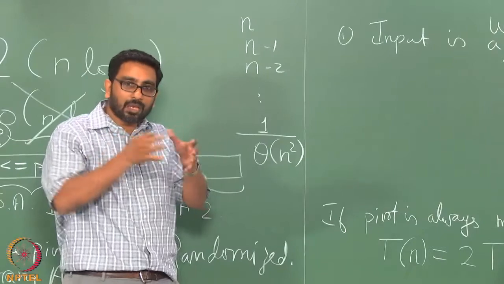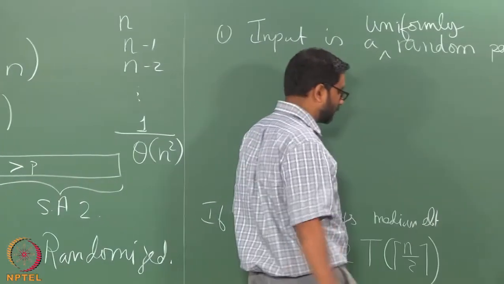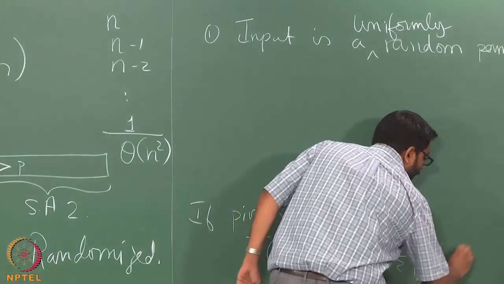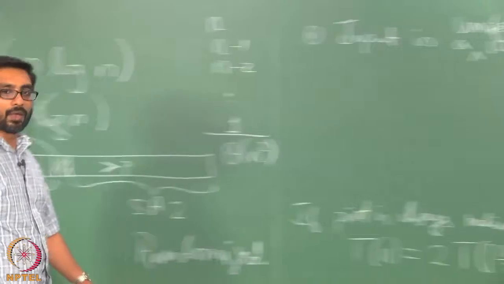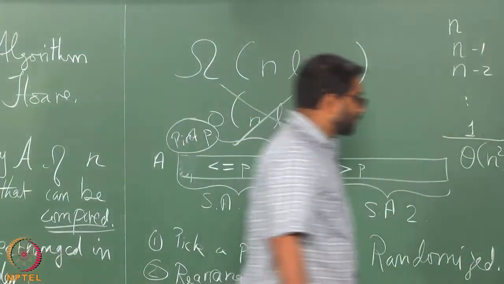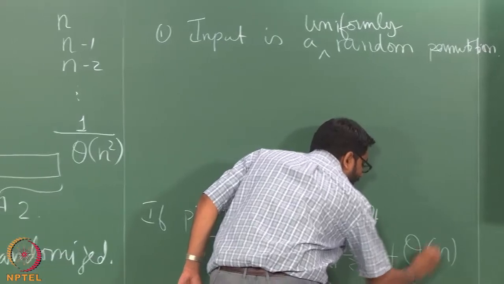Plus, you'll have to spend some time arranging them, the smaller elements to the left of the pivot, larger elements to the right of the pivot, and so on. So that's going to be theta of n. Okay. And this, we know, is, well, another exercise for you.